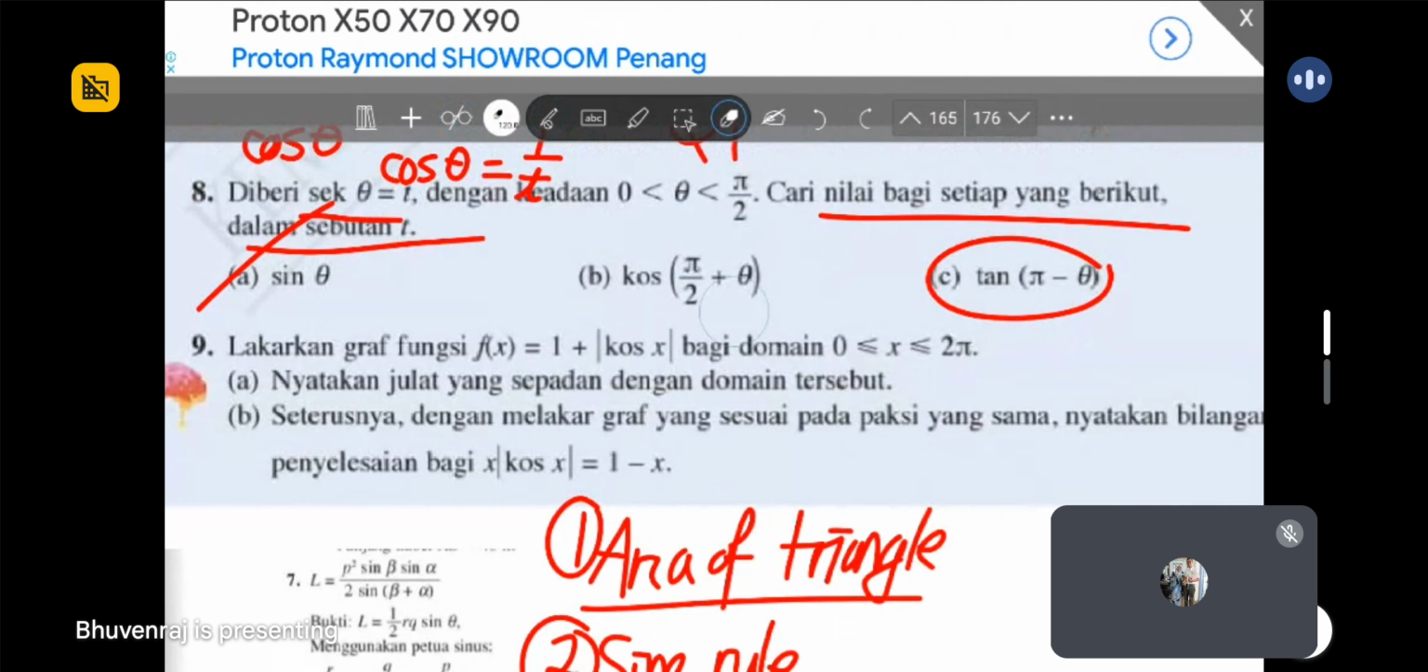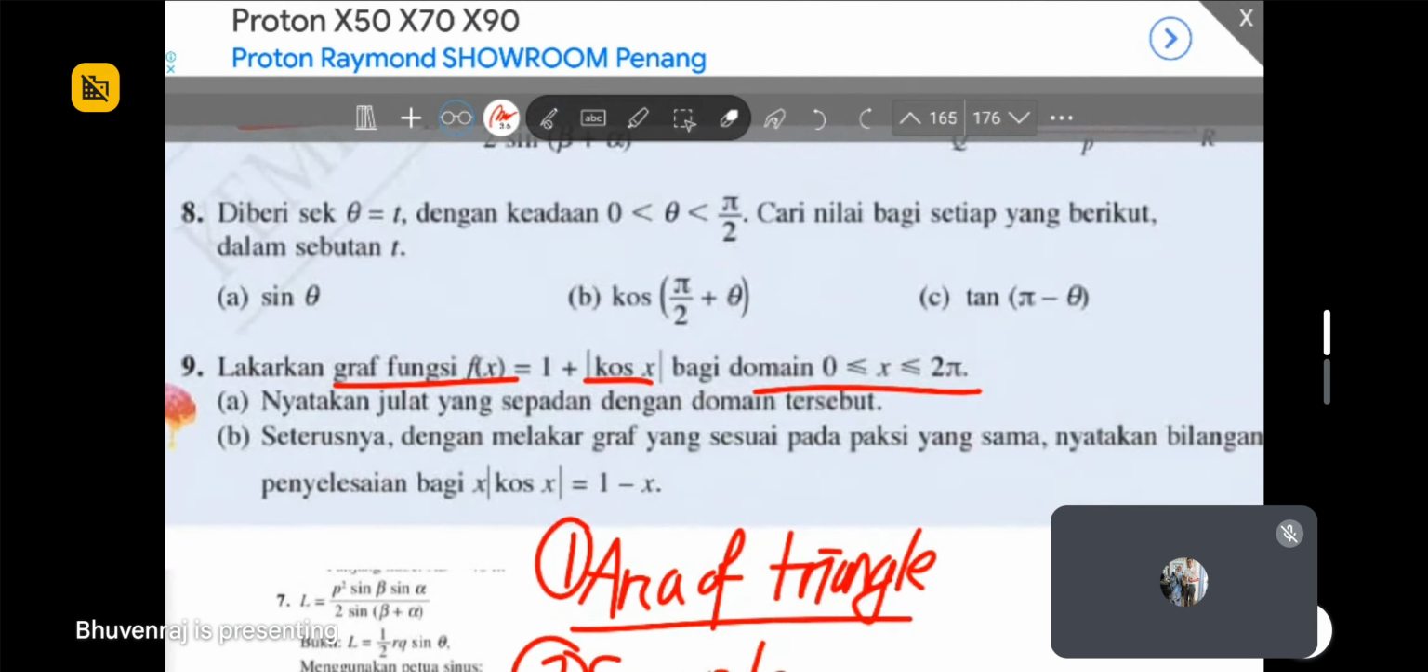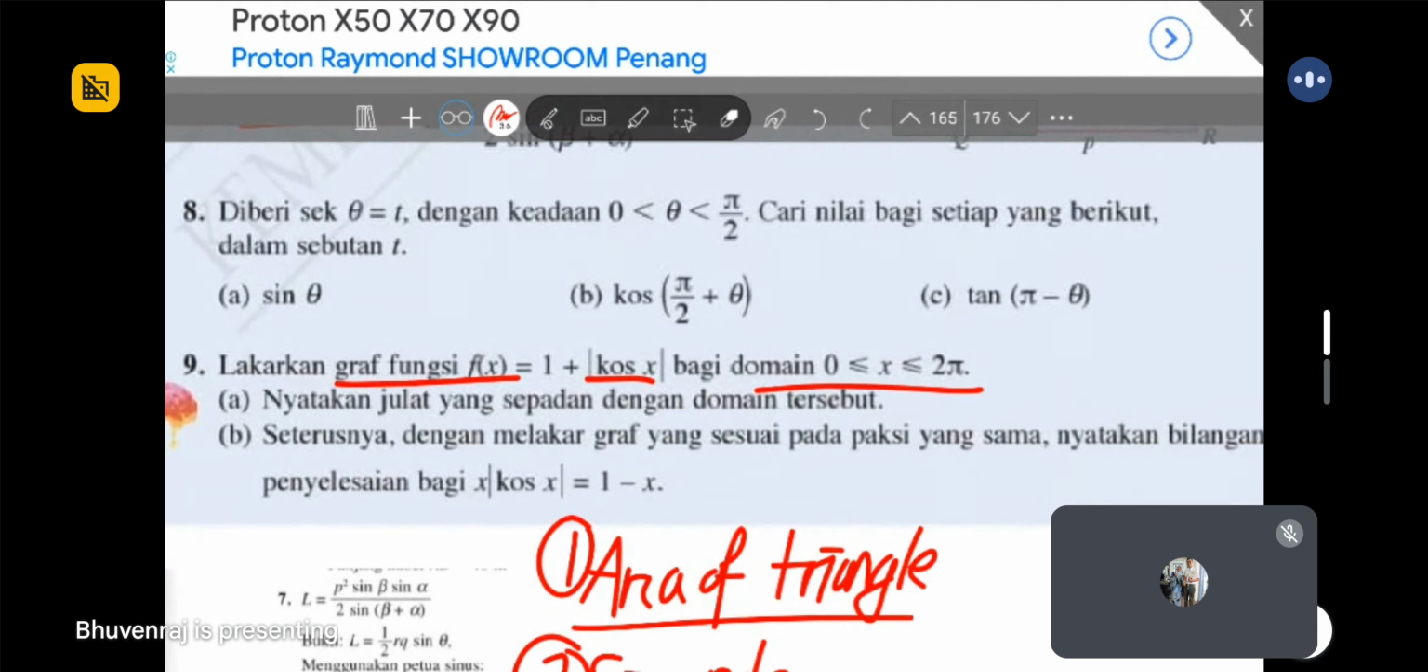Alright. Okay, so next one. Question 9. Soalan ke-9. For question 9, they are talking about drawing the graph. You need to draw the graph. I think you need to draw the graph first. Okay, wait. I think you can find the range first. Cari julat yang sepadan dengan domain. How to find the range? Very simple. You just need to substitute some answers inside. Gantikan sahaja jawapan kat dalam.